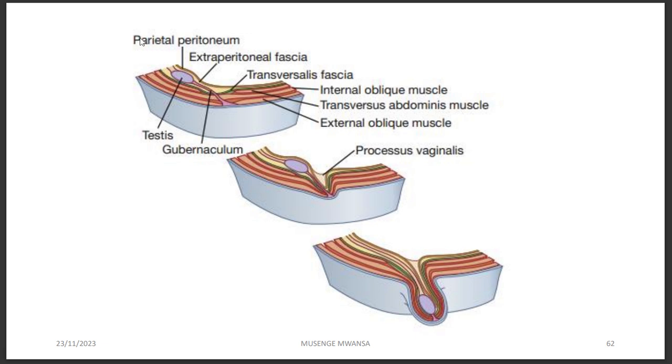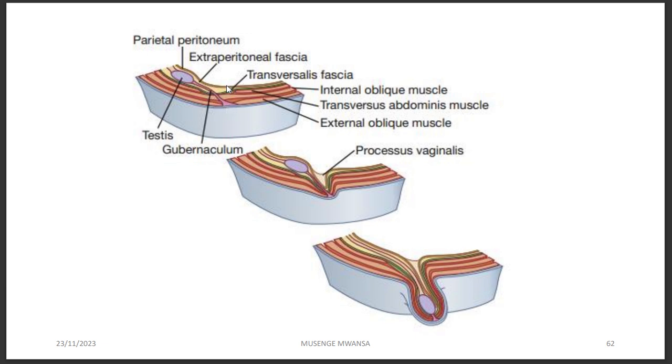The parietal peritoneum is the peritoneum that is lining these organs. After the parietal peritoneum, you are going to have the visceral peritoneum, which is lining the actual viscera. So look, you have the testes which are moving out, but before the testes, you can see the gubernaculum, which is directing the ascent or the passing of these testes.